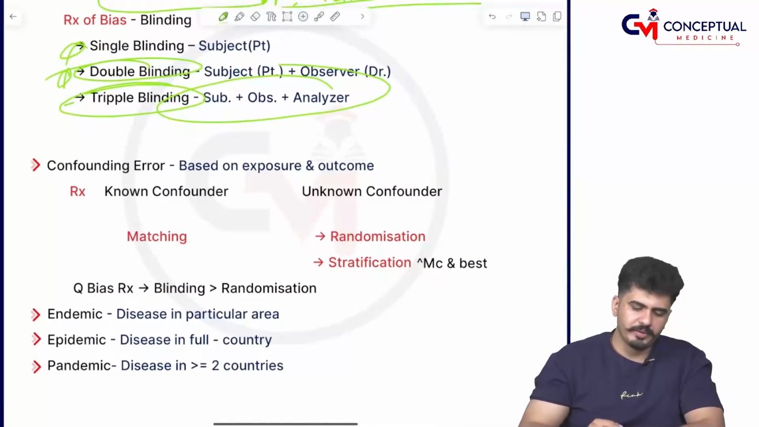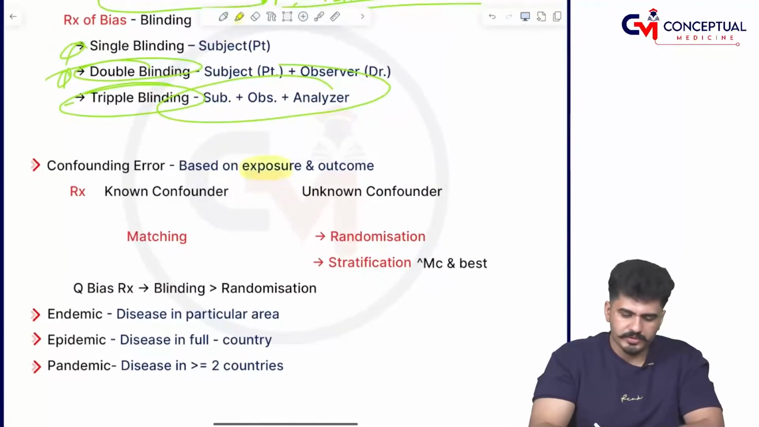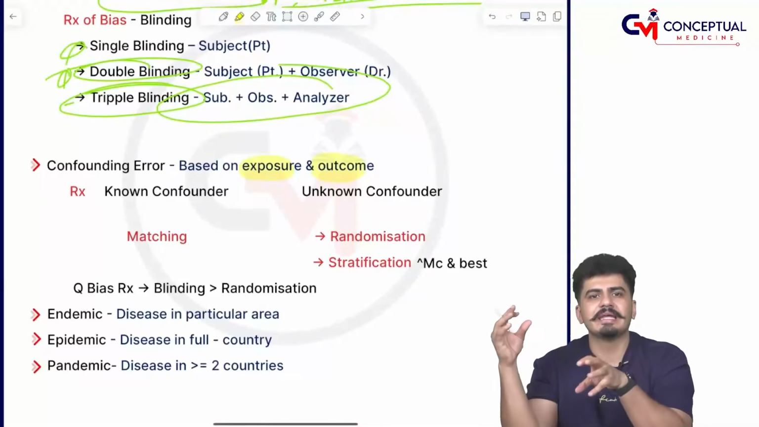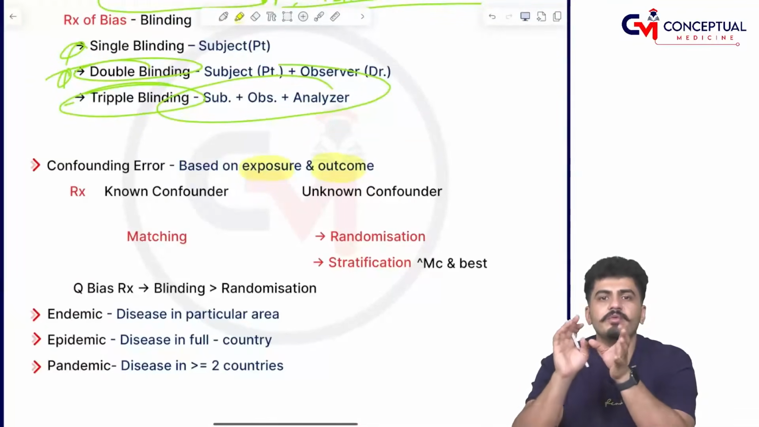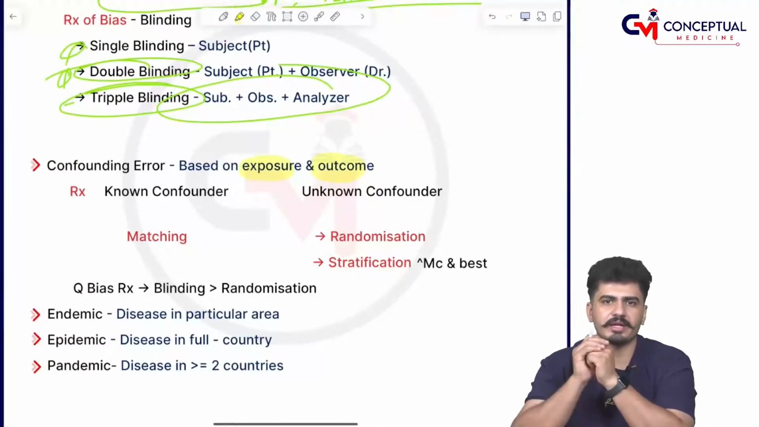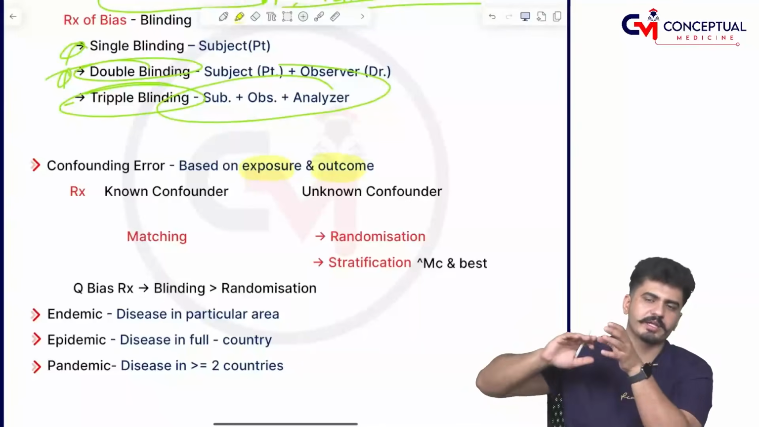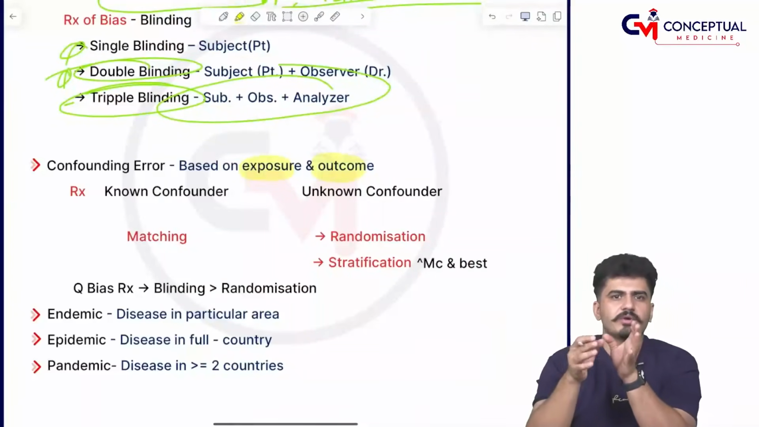Now coming to the confounding error, based on exposure and outcome. What was the exposure and what outcome came out? Those are called confounding error. What was the risk factor for, and a different disease turned out. Now in smokers, a third disease came up. This is called confounding error.